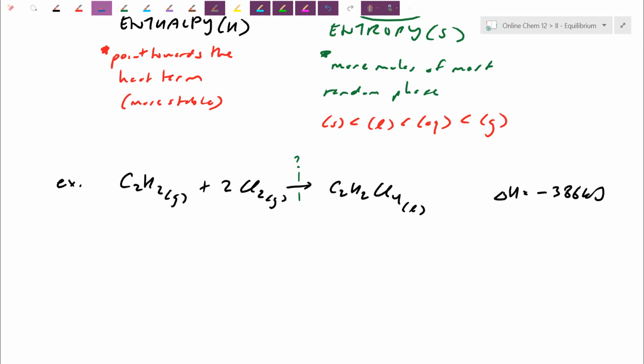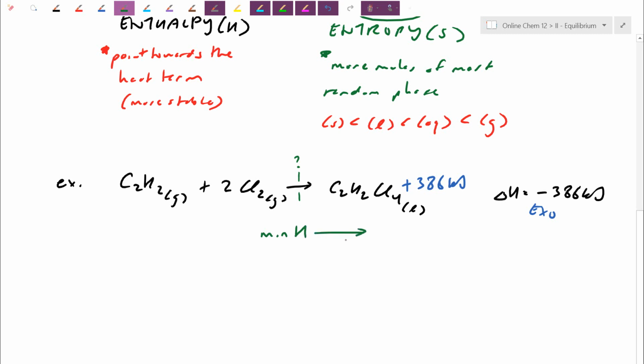First problem here is our heat term is separated off as a delta H. Because I know a negative delta H is exo, I can put this heat term back in. I can actually put it in as a positive plus 386 kilojoules, right? And now I can do my trends. For enthalpy, I want to minimize enthalpy. I want to point towards the heat term. Minimum enthalpy, I want to go to products.